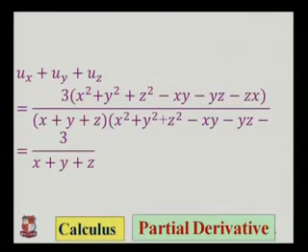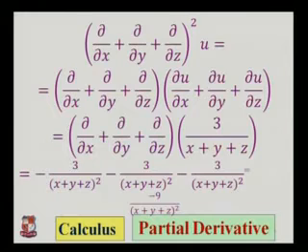So cut the upper and lower portion. I think there is some mistake, we can't see the last term on the screen, that is minus zx. So the remaining portion is 3 upon x plus y plus z.